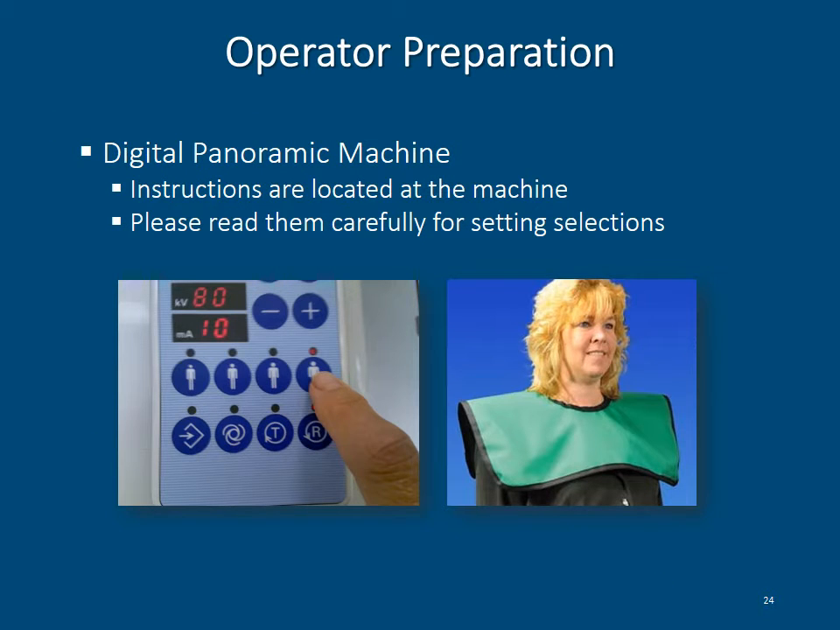This slide is not in your PowerPoints. I realized as I'm doing this lecture that I needed to include this information. The second machine we have is a digital panoramic machine. There are instructions on the wall on how to select the patient size. Please read them carefully for settings and selection. This machine was just introduced to the clinic maybe about a year ago. Therefore, the instructions haven't gotten into these PowerPoints, but they are on the wall for you to learn.